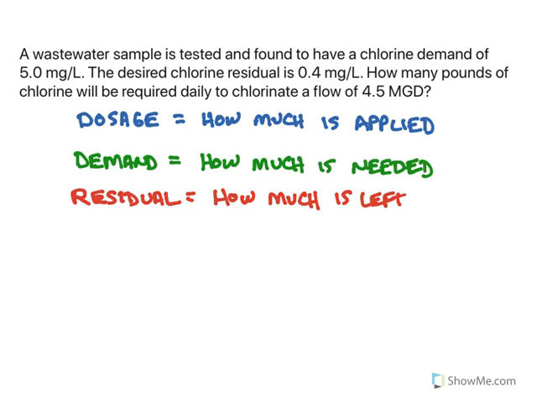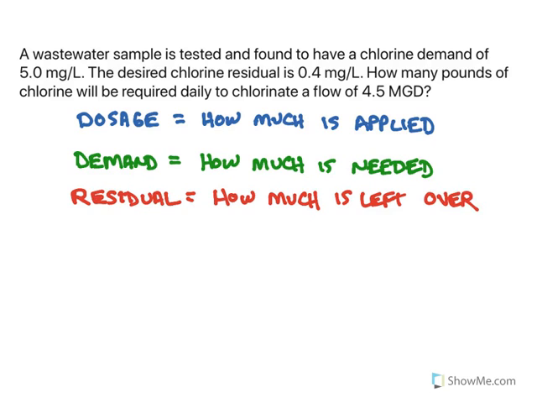If you think about it, if you dose wastewater with chlorine and you do not have any residual left, how can you be sure that you added enough? You want to have some residual left over, because that's going to tell you that after all the chlorine has been used up to disinfect the sample, if you have a little bit left over, then you have a pretty good idea that you added enough.